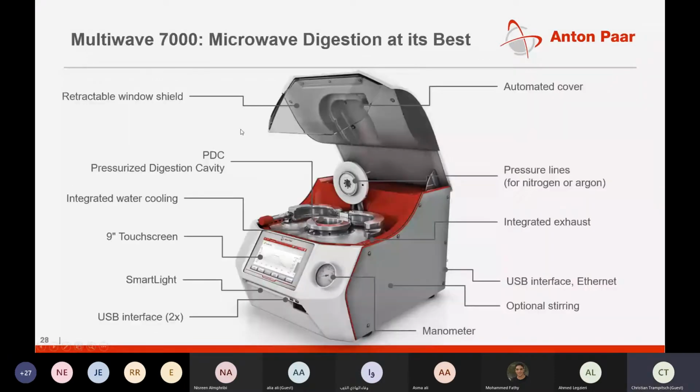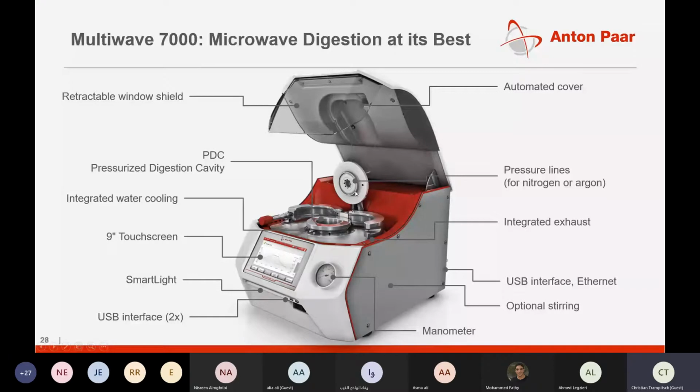Last but not least, Multiwave 7000, a completely different instrument, a completely different digestion approach. Also I would say the most sophisticated one. This instrument comes with the pressurized digestion cavity. We call it PDC. This is an autoclave which is heated by microwave from the bottom. And it does not use vessels. It's using vials and racks. I show you then in one of the later slides. So everything is done inside this autoclave. And we just need the surrounding to heat, to cool the autoclave, to control it.